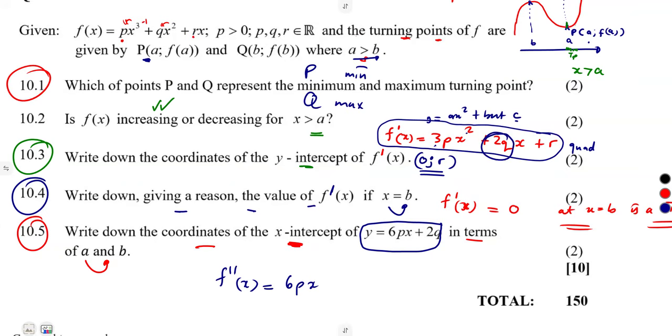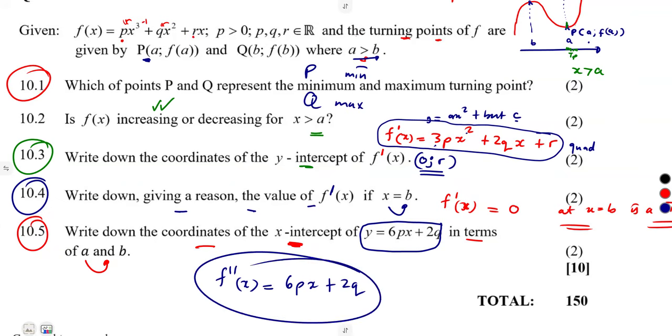2qx. 2q is a constant, so you take that 2q. Then r is a constant. The derivative with respect to x is going to give us what? A 0, because r is a constant. So this y that we are seeing, it's the second derivative, guys, this one. It was simply taken from the second derivative.